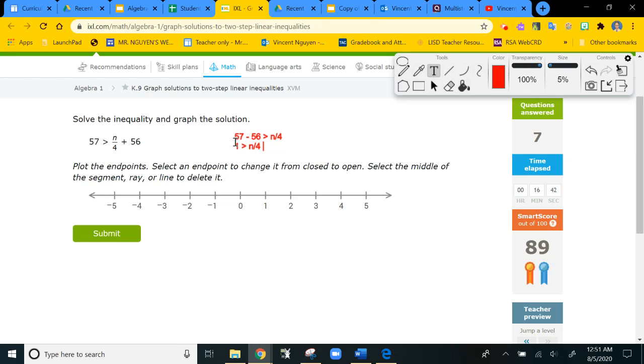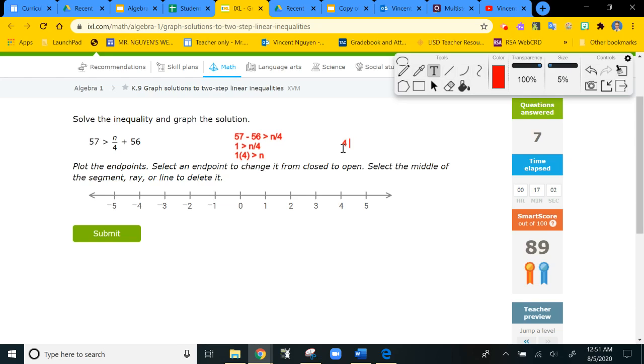Well, to undo the 4, I have to multiply. So I'm going to be doing 1 times 4, and that's going to be greater than n, because the 4 is gone, right? The 4 has been moved over here. So 1 times 4 is 4. So my solution is 4 greater than n.